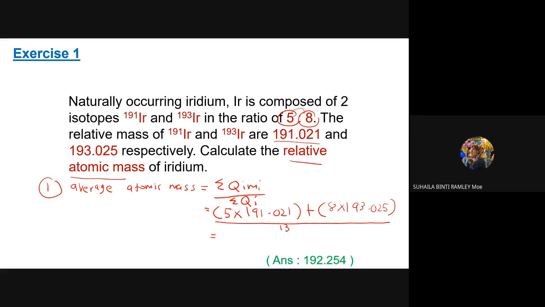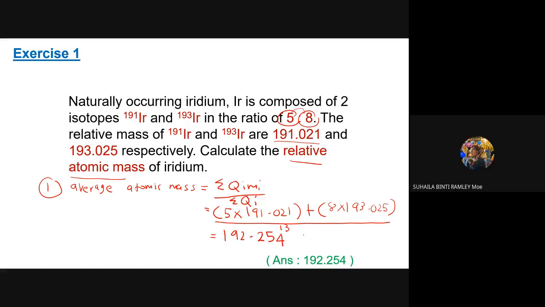Okay, now calculate lah berapa ni? Ada calculator ke? Ada. Five times 192.25. 192.25. 3 decimal point 25. Oh, this one 254.